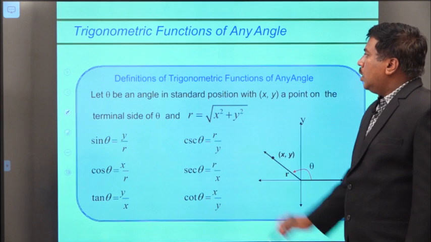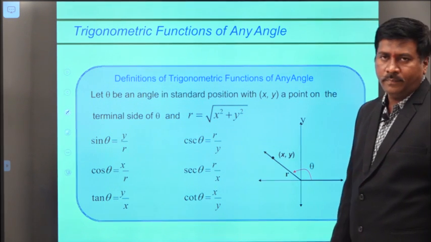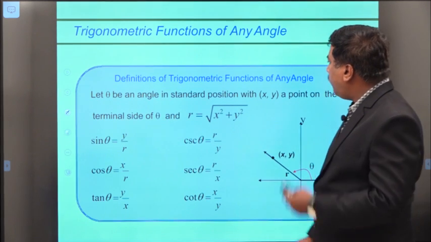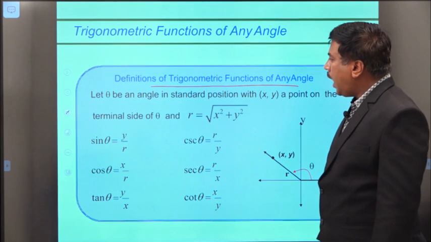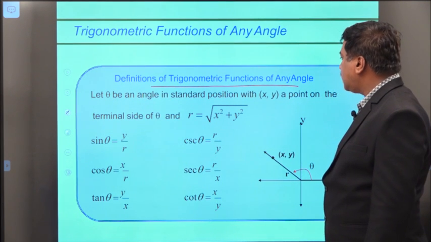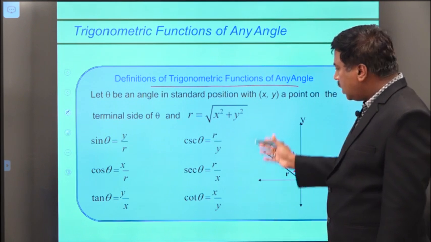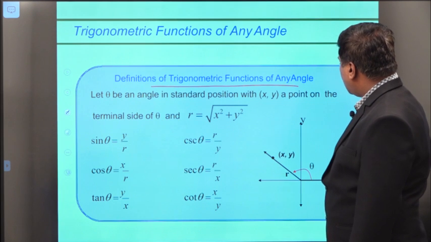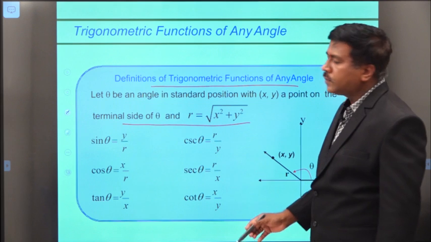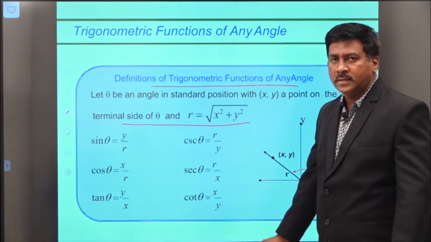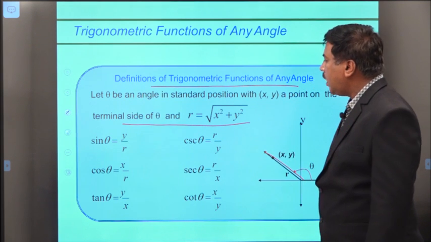Now the next concept is trigonometric functions of any angle. Please all of you look at the board, that is definitions of the trigonometric functions of any angle. Here I assume let theta be the angle in the standard position with P(x, y) be any point on the circumference of the circle, that is the terminal side of theta, and r is equal to square root of x square plus y square, because this is the hypotenuse.